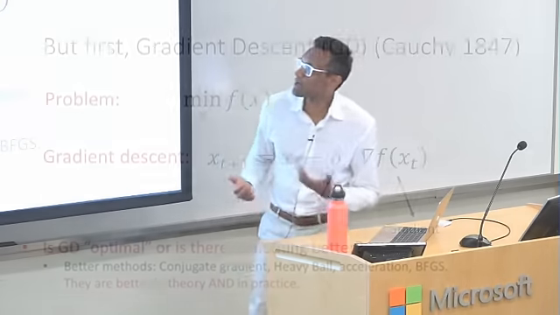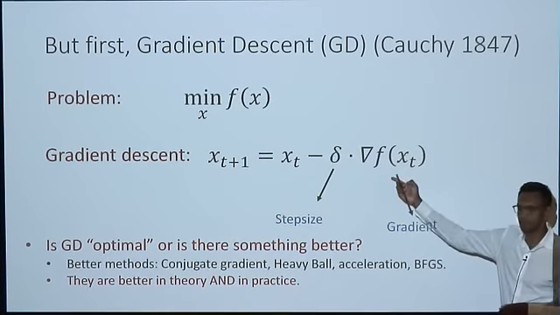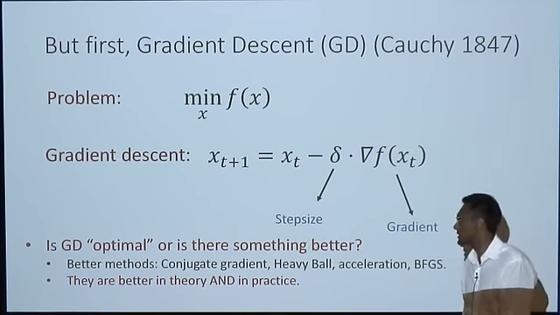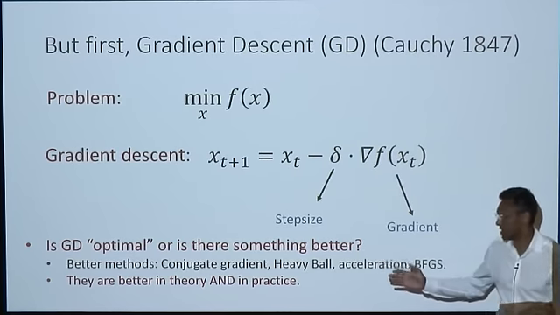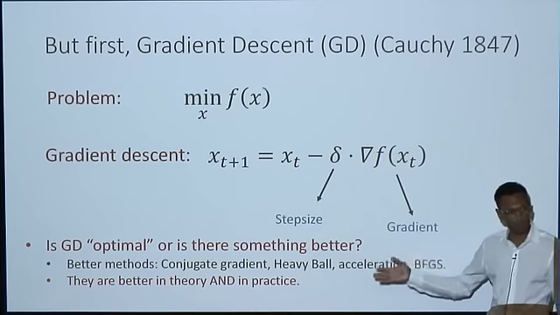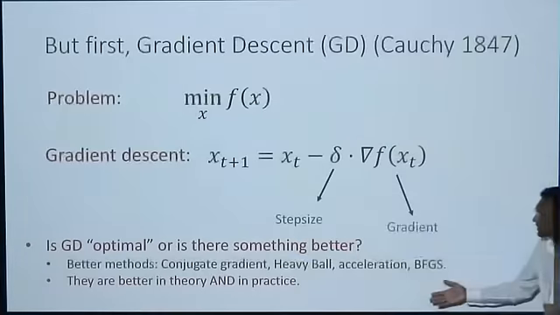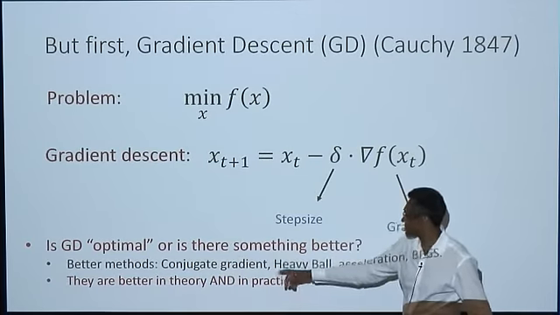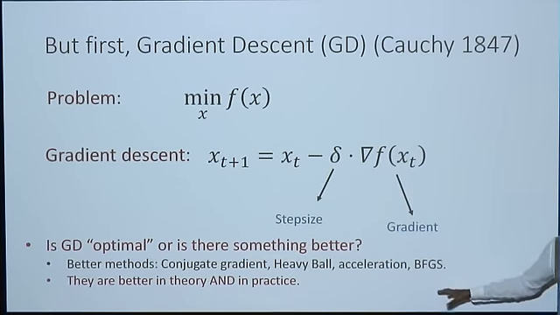Let's step back a bit and ask this question about gradient descent. Gradient descent is this algorithm where we just follow the exact gradient. Is there a sense in which gradient descent is optimal, or is there something better? And the answer is resoundingly that there's something much better, both in theory and in practice. In theory, we have these so-called fast gradient methods like conjugate gradient, heavy ball, acceleration, BFGS.